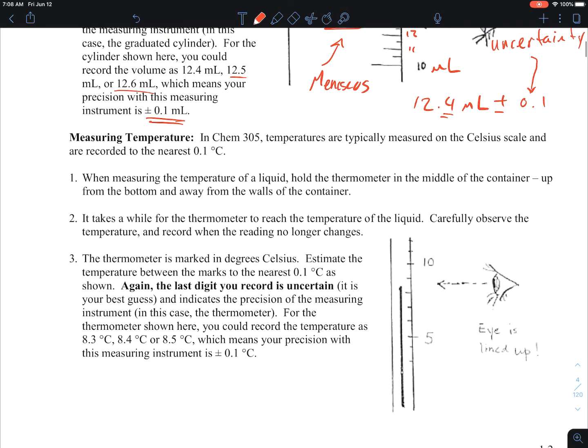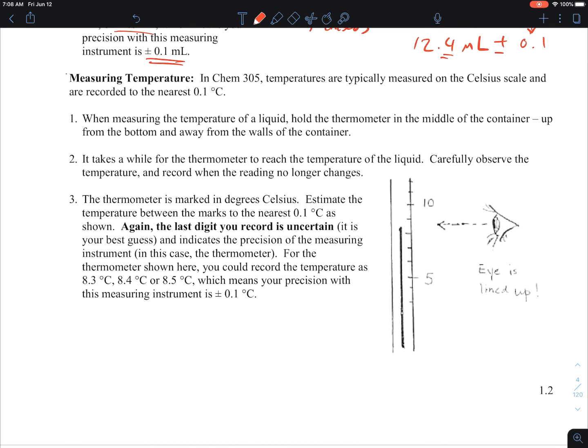Okay, let's do it again for measuring temperature, just for practice. So when you're measuring temperature, check out this thermometer. So this thing over here, it's a thermometer. The units are in Celsius. It doesn't show you on this thermometer, but typically on a thermometer you'll have degrees C or whatever temperature it's in.